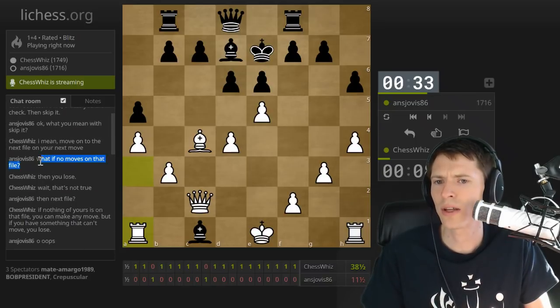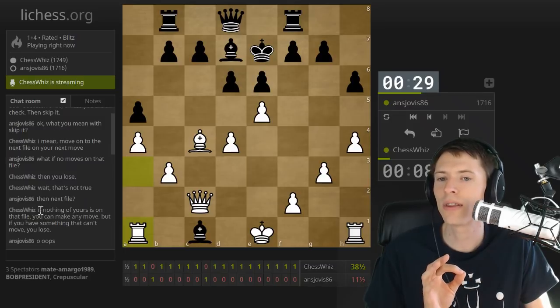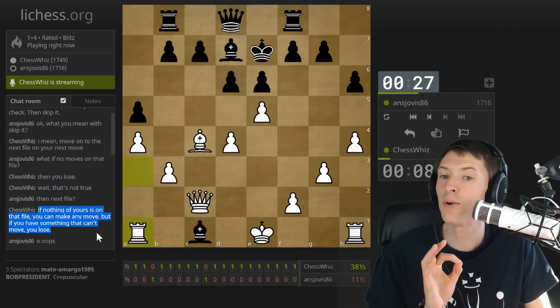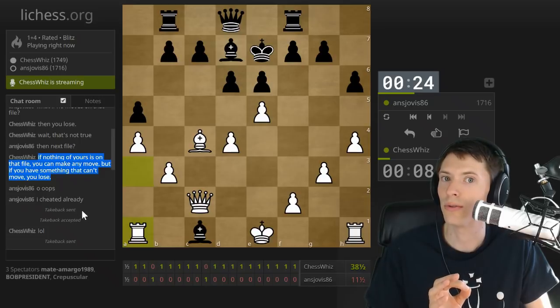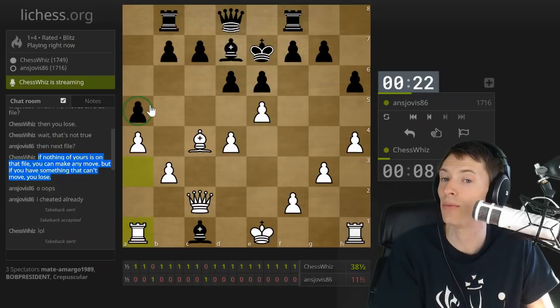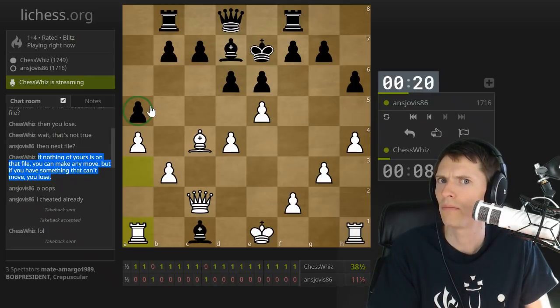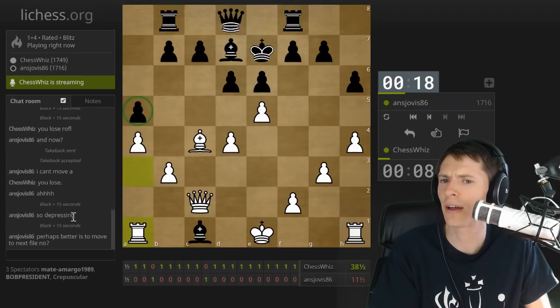What if no moves on that file? Then you lose. Wait, that's not true. The next file, if nothing of yours is on that file, you can make any move. But if you have something that can't move, you lose. So you have a pawn on this file that can't move, so you lose. Was that confusing enough? I confused him into losing.